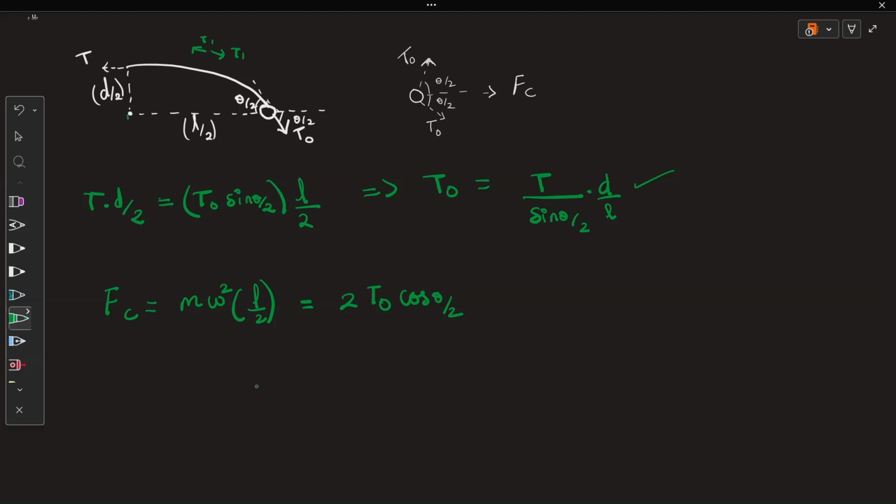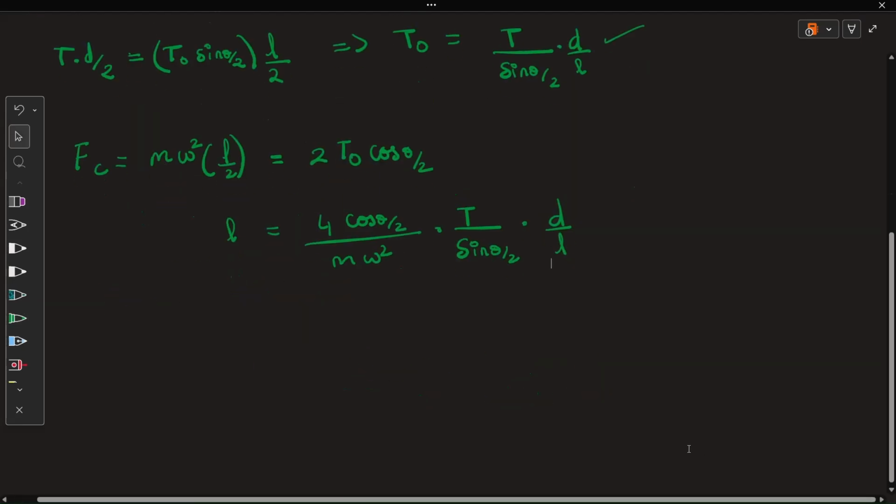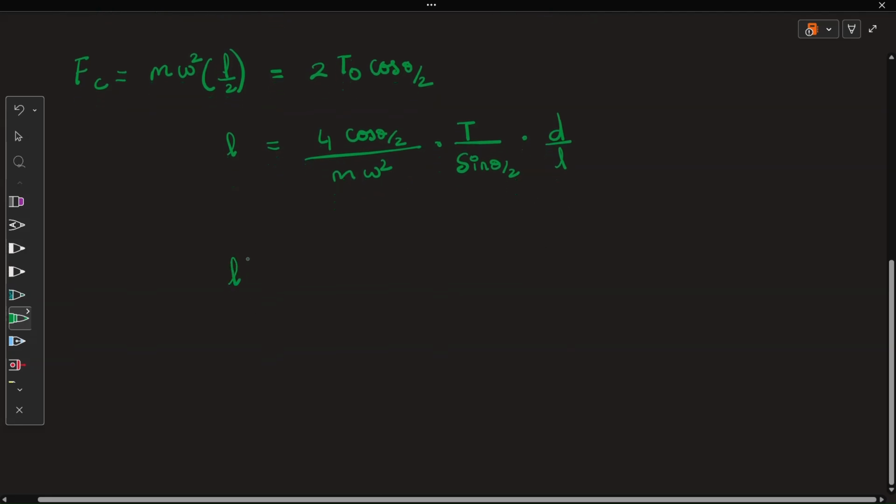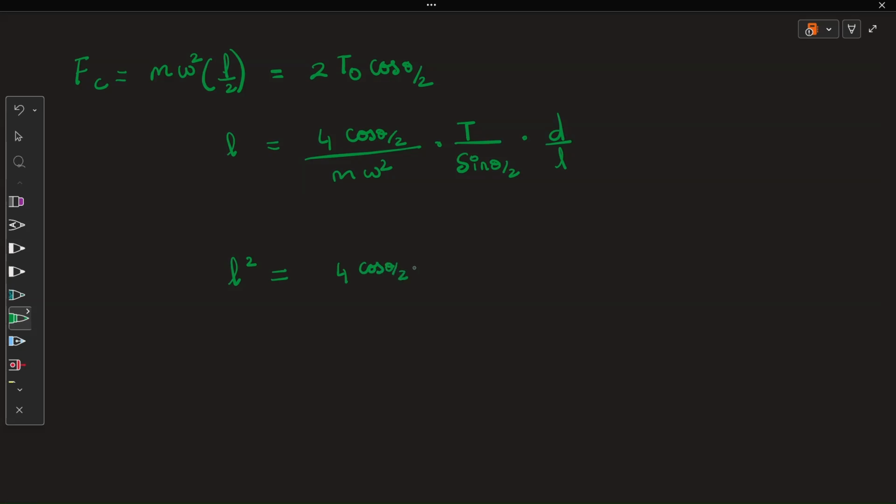So what are they asking? They are just asking the value of L. So L is 4 cos theta by 2 whole divided by m omega square, times T naught. What about T naught? T naught is nothing but T by sine theta by 2 into D by L. So if I multiply this L over here, I get L square is 4 cos theta by 2 into T into D whole divided by m omega square sine theta by 2.